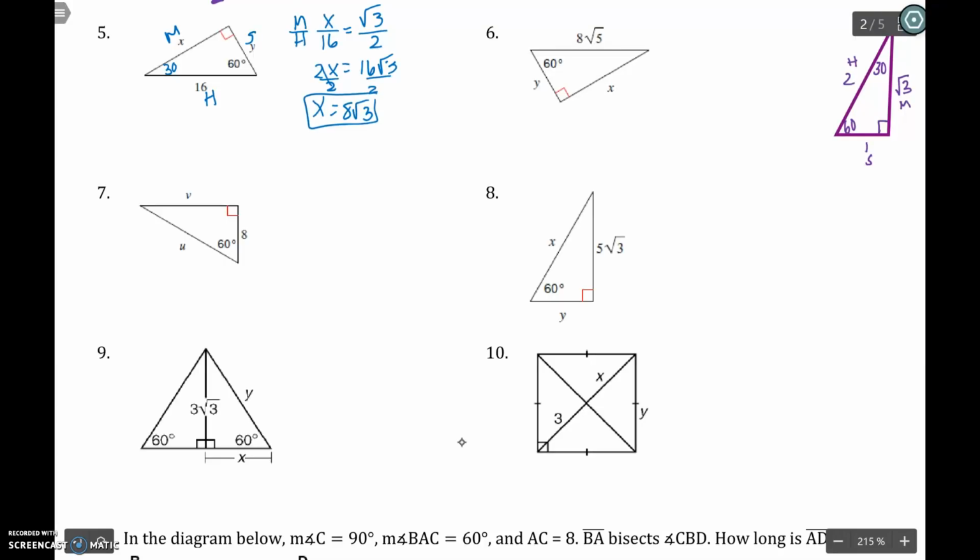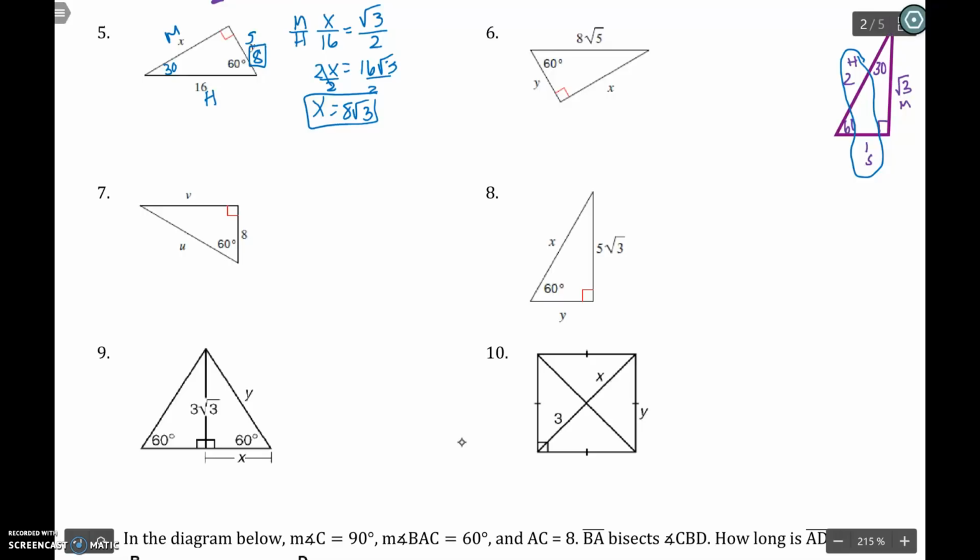Okay, and then if you notice, this is the easiest relationship. The shortest side is always half the hypotenuse, so this one is very simple. You can just cut it in half: the short side is half the hypotenuse, so it would be 8. Going on to number 6.